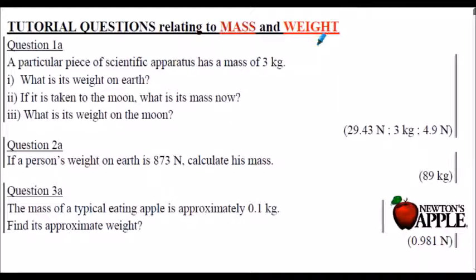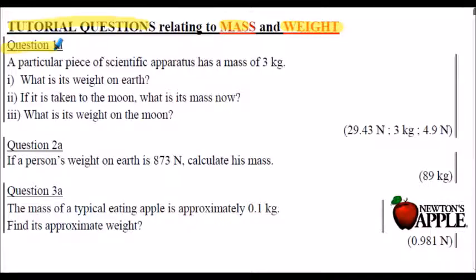So the way the rest of the presentation is devised, I'm going to state questions on the slide. I would encourage you to stop the presentation and attempt the questions, but on the following slides I will show the worked solutions. So here's the first batch of tutorial questions related to mass and weight.